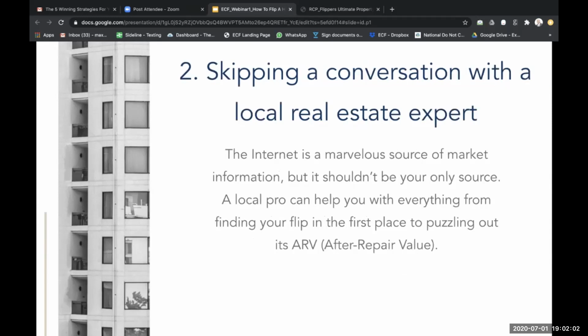Next page, please. Skipping a conversation with your local real estate expert. I strongly believe everybody should get a real estate expert on their team besides a lender, because they're going to be guiding you on the market. Besides us, which I'll tell you about after, a real estate expert is going to tell you the after repair value, the as-is value of the property, and things of that nature. So you always want to have one on your team. It may take you time to develop that relationship. However, it's important to have that.